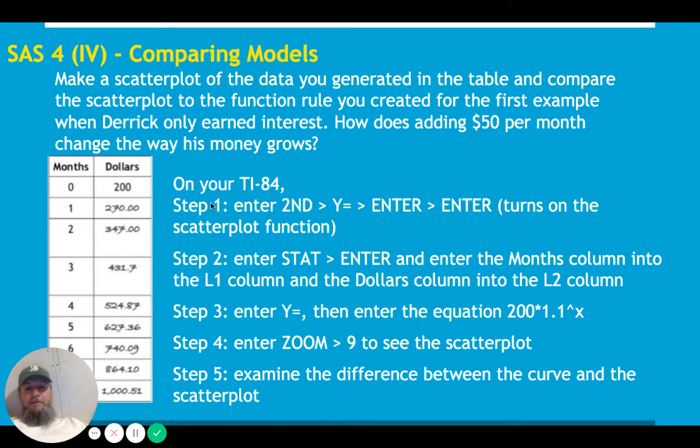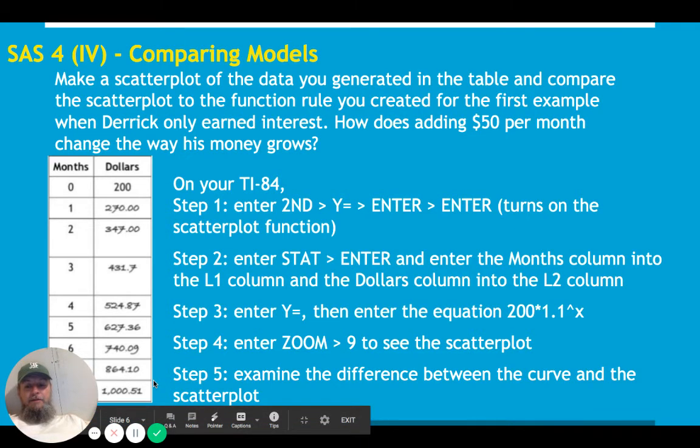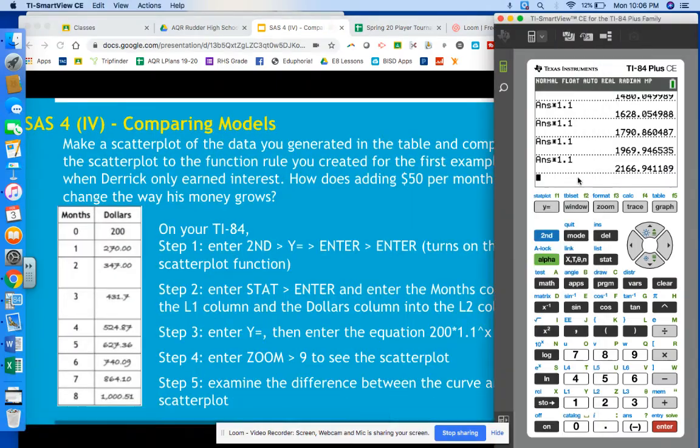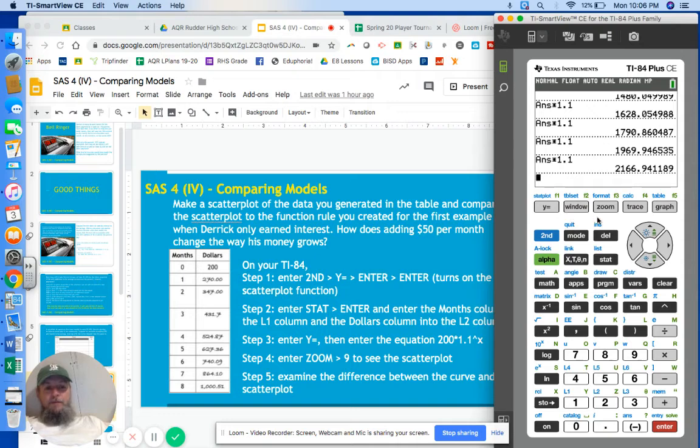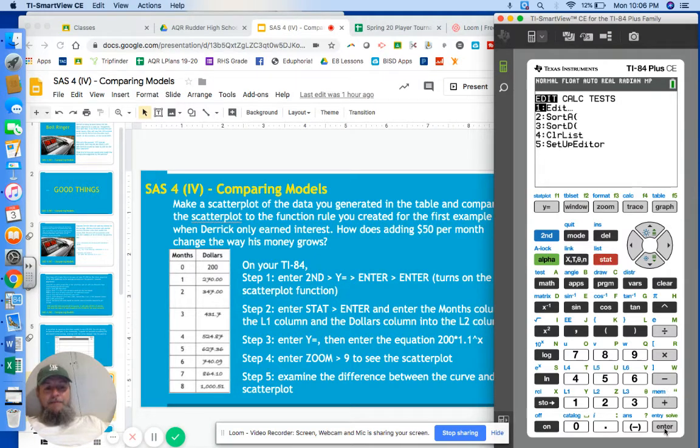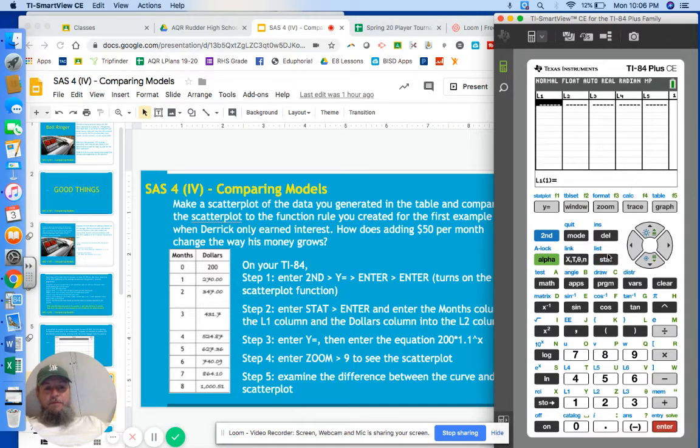Went a little too fast there. We want to put a scatter plot of these values into our calculator, so let's do that real quick. Okay, so stat, enter, and I want to put the months in column L1. So let's see, 0, 1, 2. It doesn't like my enter. Let's see. There we go.